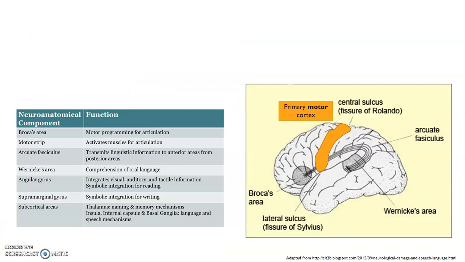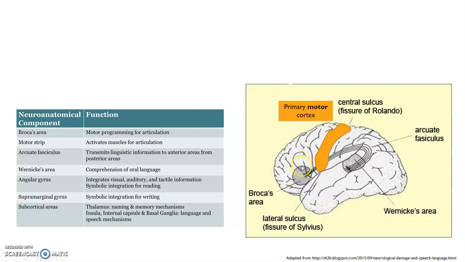What you'll see by now is that language is very complex again, and we have to have coordination among the structures. So here is, again, another summary of the areas involved for the production of language. We have Broca's area that helps with the motor programming for articulation, as well as the production of words in a logical order, sentences in a logical order, and the construction of phrases. We have the motor strip that activates the muscles for articulation. You'll see in the picture that the motor strip is very close to Broca's area, and we have Broca's area here in the frontal lobe. And that's how those two communicate very easily.